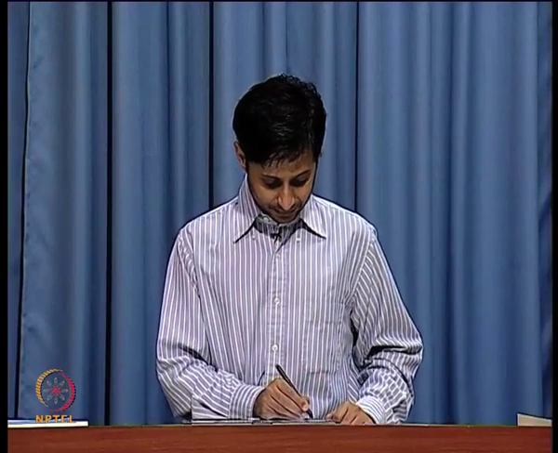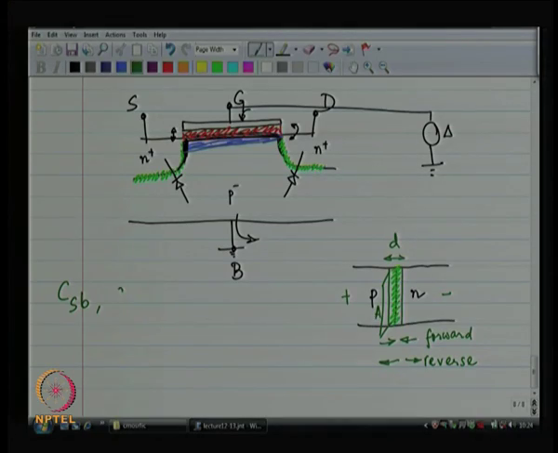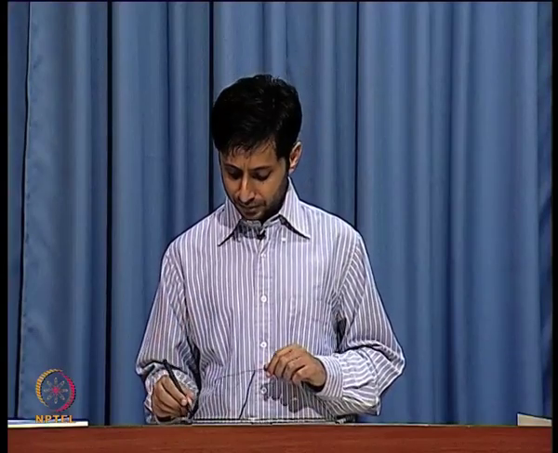So, first of all, C source to body and C drain to body are functions of V source to body and V drain to body, right. Basically, you are modulating the width of the junction, the depth of the junction, fine. What else? What is the area of this junction?